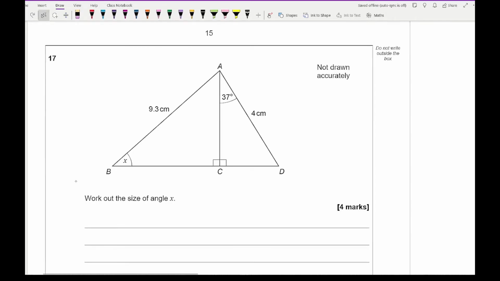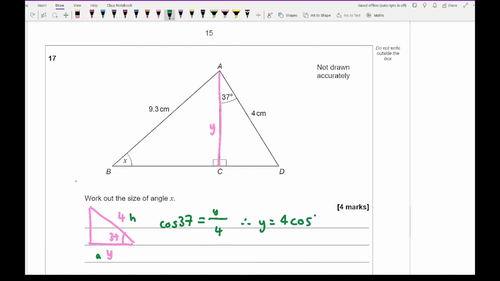So I need to work out the length of this side here, and I'm just going to call that Y because we're already using X. If I take that triangle out and maybe reflect it so it's a little bit easier, 37 is here, this side is my Y, and the hypotenuse is 4. Using SOHCAHTOA, it's a right angle triangle, this is going to be H, this is going to be A, so I'm going to be using cos. So cos 37 equals A, or Y should I say, over 4. Therefore Y equals 4 cos 37.